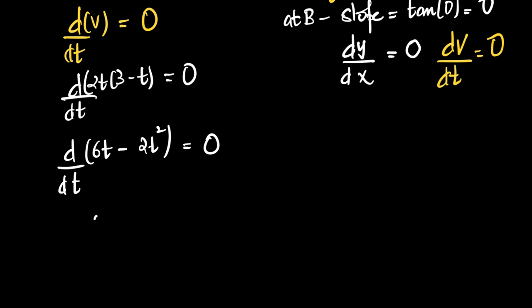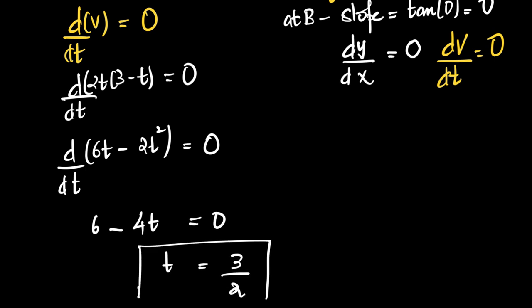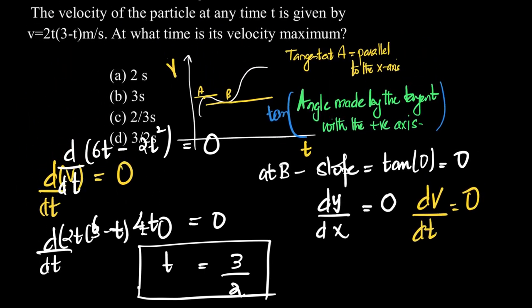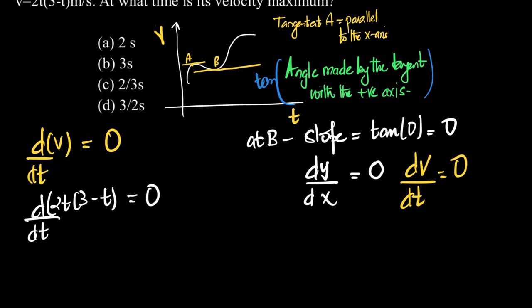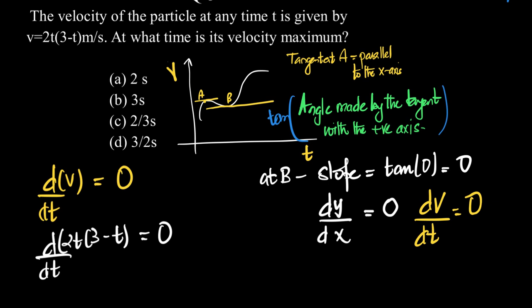What is d by dt of 6t? It is 6. What is d by dt of 2t square? It is 4t, right? 4t to the power 2 minus 1, that is 1. Now, if this is equal to 0, we can say that t is equal to 3 by 2. Okay, so instead of trying to just memorize that dy by dt is equal to 0, you should actually understand how did this maximum velocity get related to the graph, and how did this dv by dt becomes 0.